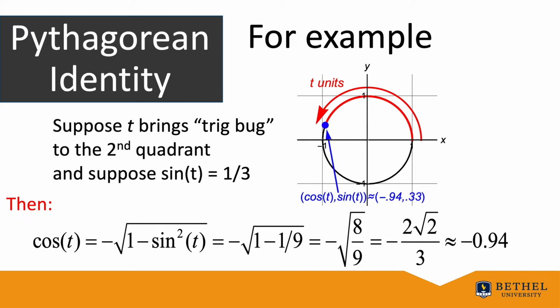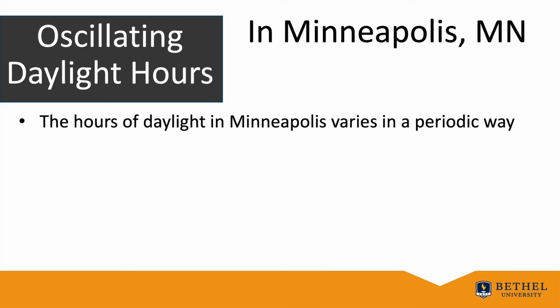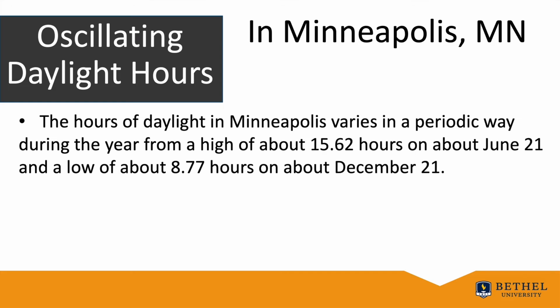Keep in mind that we did all this without knowing what t is, though we could estimate it from the picture to be a little less than 3. Finding t is the job of inverse trig functions. But now, what we're mainly interested in is using cosine and sine to model periodic phenomena, such as the number of hours of daylight in some city, like Minneapolis, Minnesota. Because of the tilt of the Earth, it turns out the hours of daylight in Minneapolis varies in an approximately periodic way during the year, from a high of about 15.62 hours on about June 21st and a low of about 8.77 hours on about December 21st.